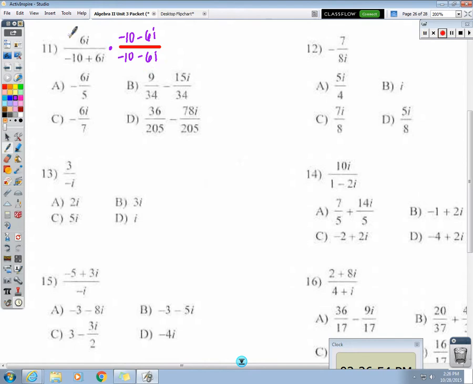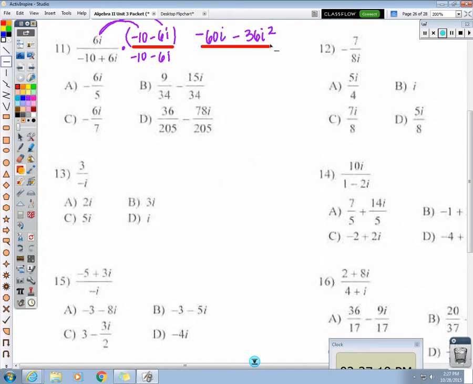Now, when we multiply the top, what method are you using? Distributing. 6i times negative 10 is a negative 60i. 6i times negative 6i is a negative 36i squared. Any questions about how I got the numerator?